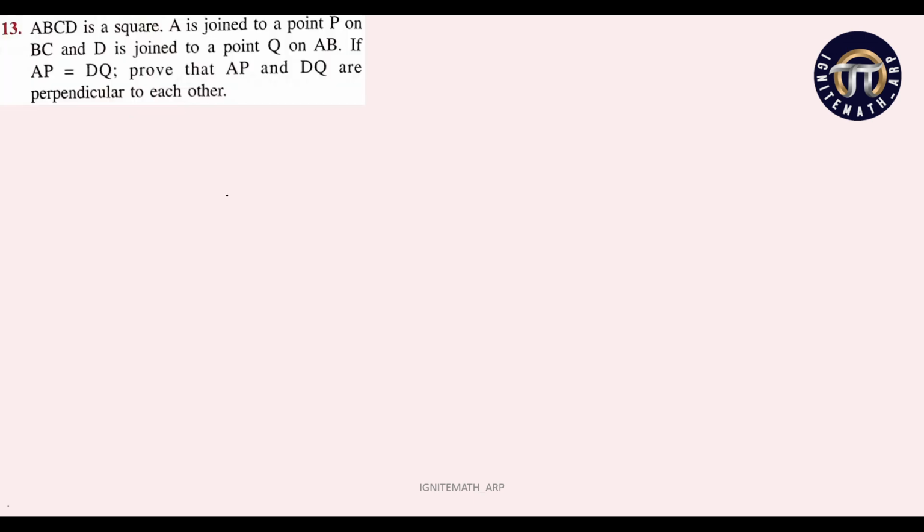Now let us move to the next problem. ABCD is a square. Okay. So ABCD is a square. This is a square. It is given to you. ABCD is a square.